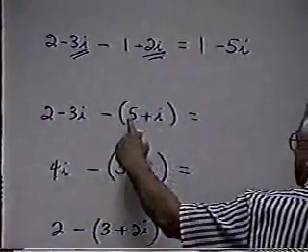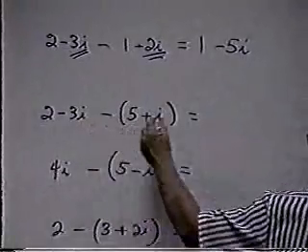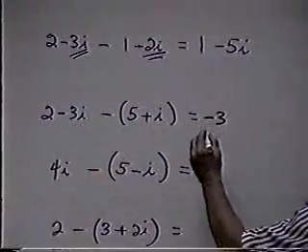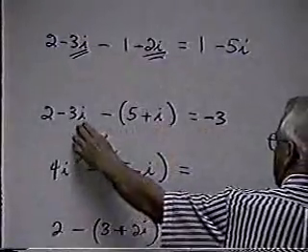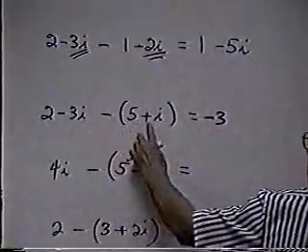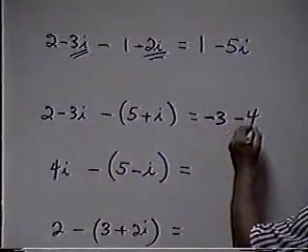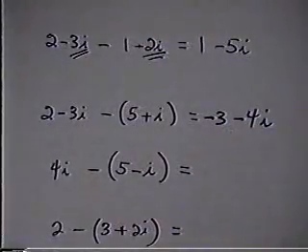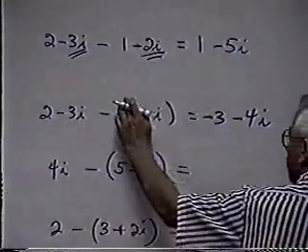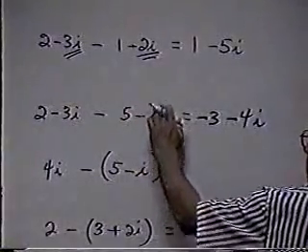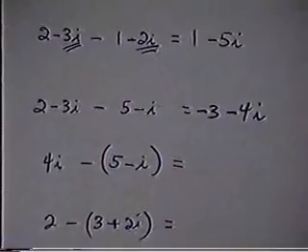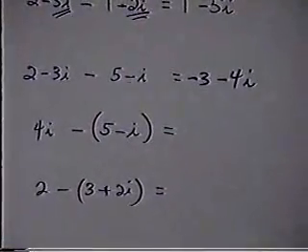We're subtracting, so we subtract the real part from the real part. That's a minus 3. And we subtract this i, positive i, from a negative 3i. So change the sign and add, so that makes a minus 4i. Or you can remove the parentheses, change the sign, and add. Get the same answer. All right.